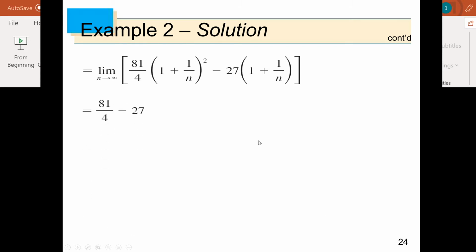And you may notice that we just simplify the whole thing. We simplified it all the way down to 1 plus 1 over n, quantity squared. And then the other one is 1 plus 1 over n. So taking the limit as n goes to infinity, 1 over infinity turns out to be 0. So we are just left with 81 over 4 for the first summation. And then for the second summation, we do have 1 over infinity, again it's 0, so 27 times 1, so we do have 27. And 81 over 4 minus 27, guess what that is? Negative 27 over 4.